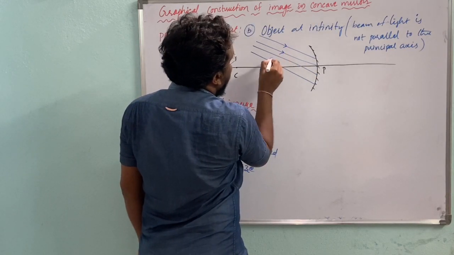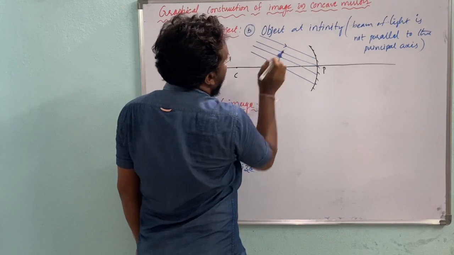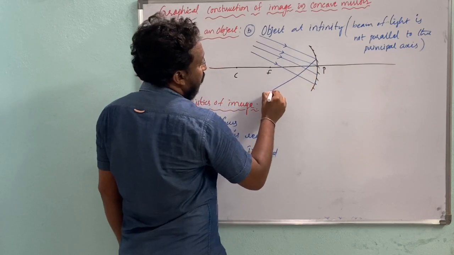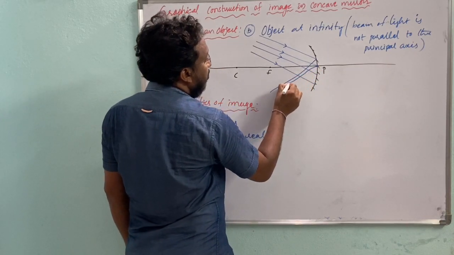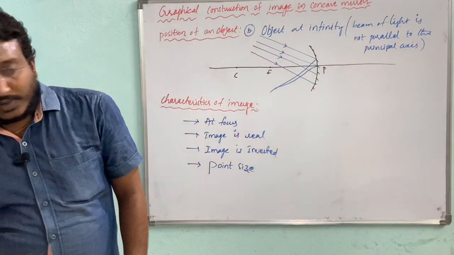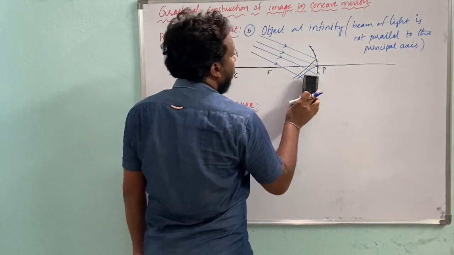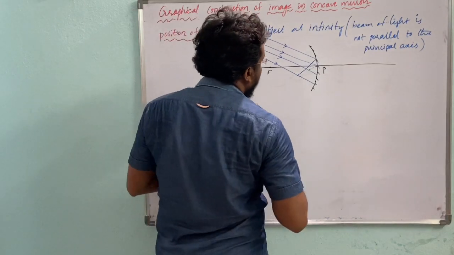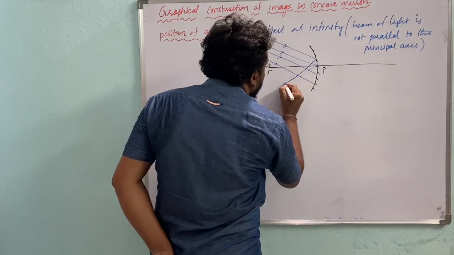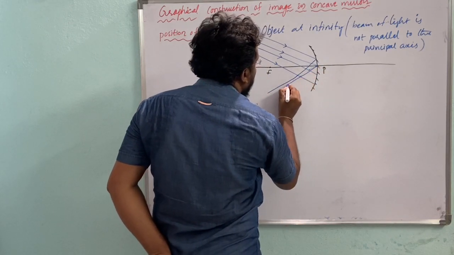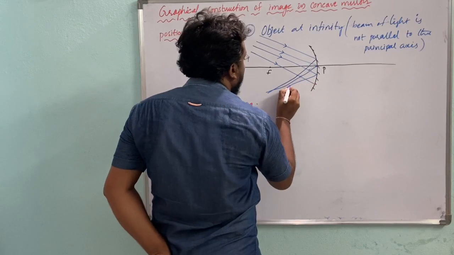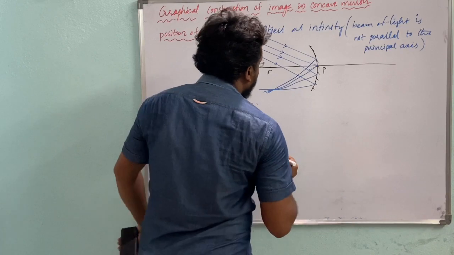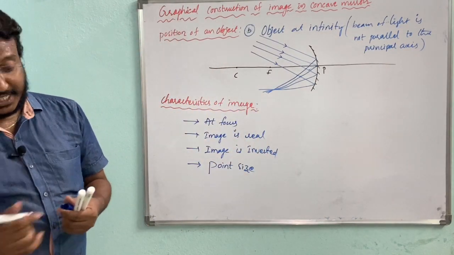Now this beam of light is parallel to each other. Then you have to draw straight. While practicing these ray diagrams, use the scale and try to draw very straight rays. Maybe my rays are not parallel, I think so, but I have to draw very straight.